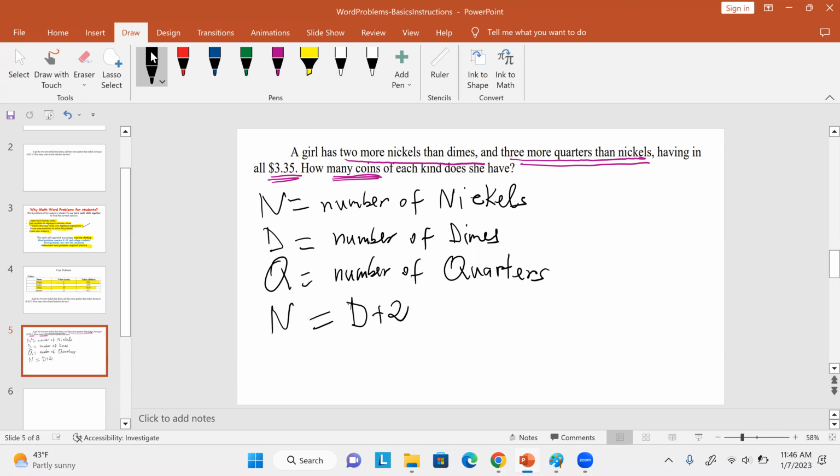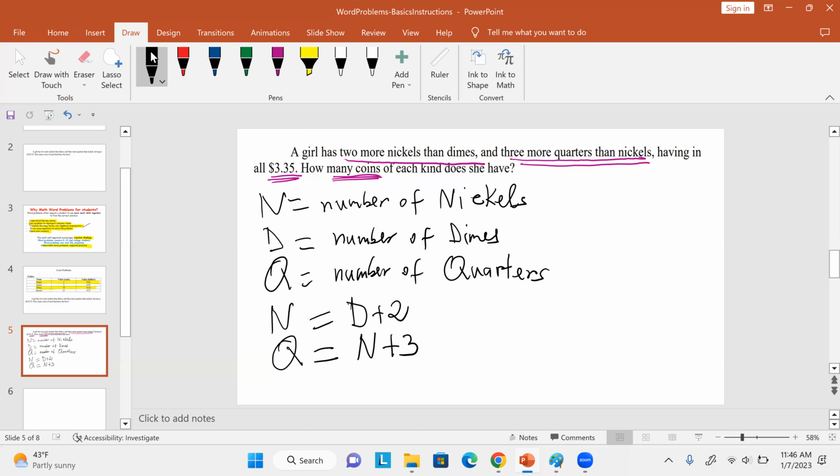Sure. Over there, they say 3 more quarters than nickels. Again, the number of quarters is more than the number of nickels. So we're going to have q equals n plus 3.